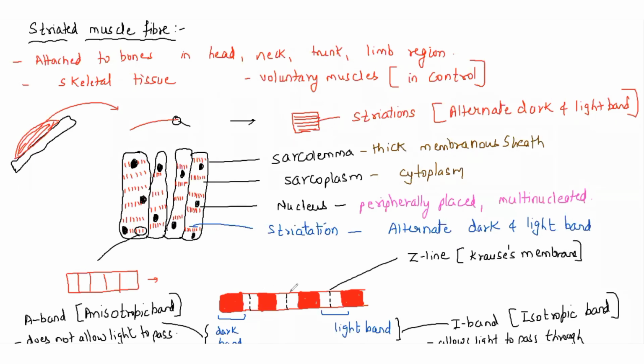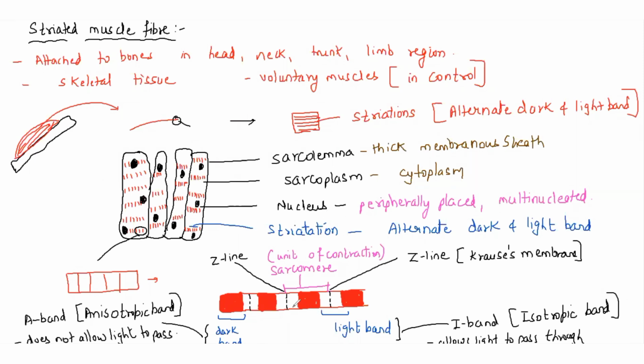Distance between the two Z lines. So here is one Z line. This is also one Z line. So the distance between the two Z lines is known as sarcomere. So I will say that this distance between two Z lines is called sarcomere. And this sarcomere is the unit of contraction. If the muscles are contracting, it is purely because of sarcomere. So what is sarcomere? The distance between the two Z lines, that is called sarcomere.